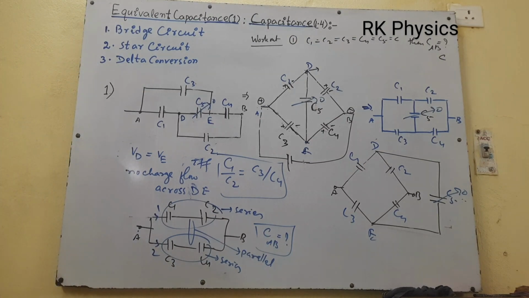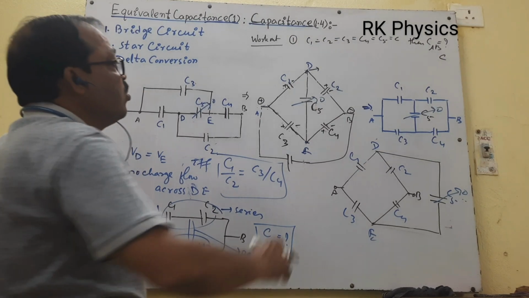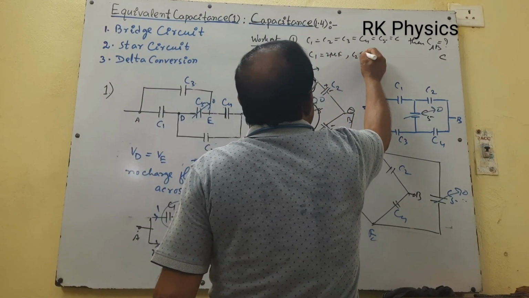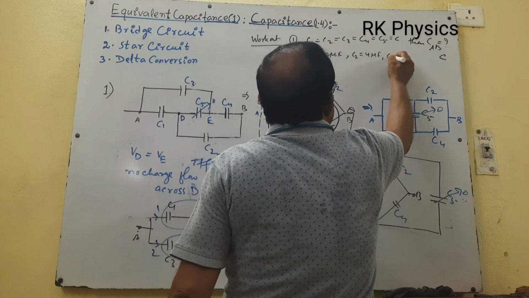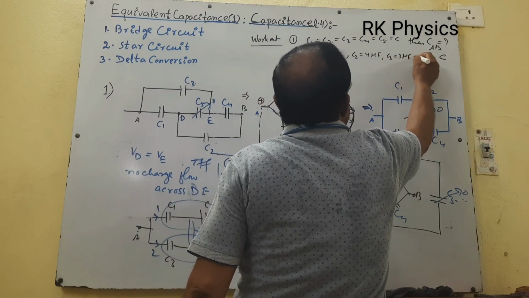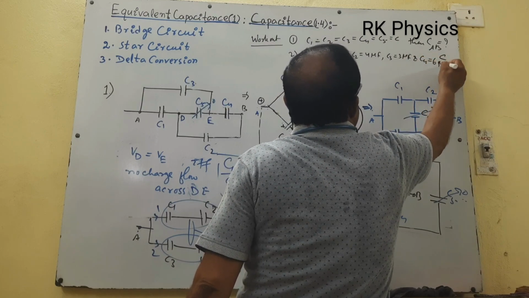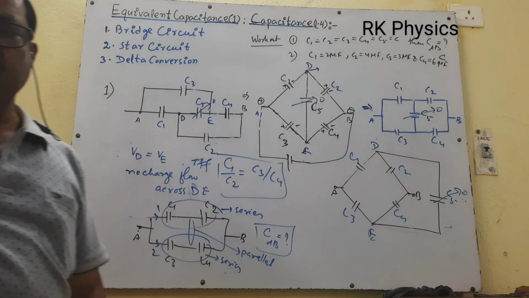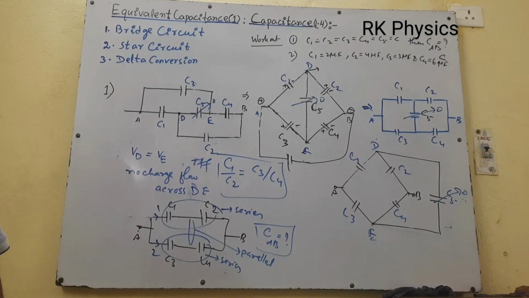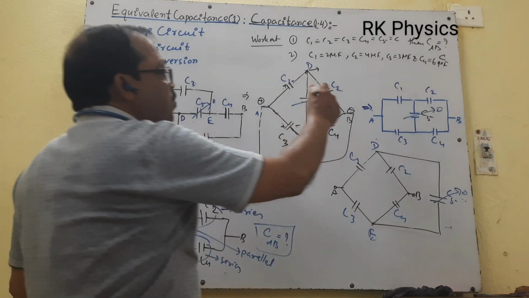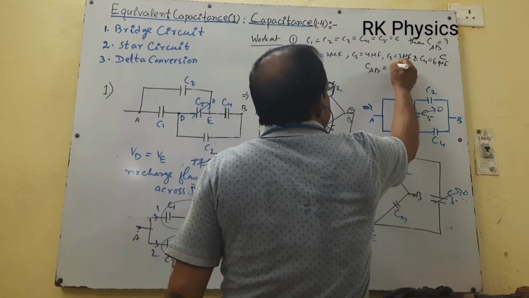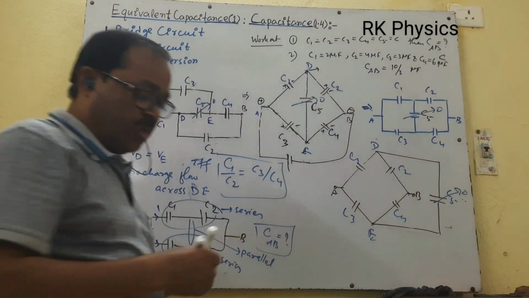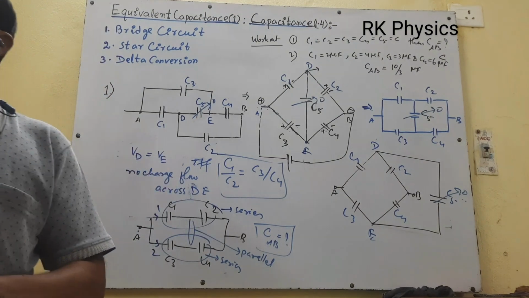Then the second question: C1 is 2 microfarad, C2 is 4 microfarad, C3 is 3 microfarad, and C4 is 6 microfarad. C5 is not necessary because C1 by C2 equals C3 by C4. In that case, find out CAB. The answer is 10 by 3 microfarad. You can check whether the answer is wrong or right.